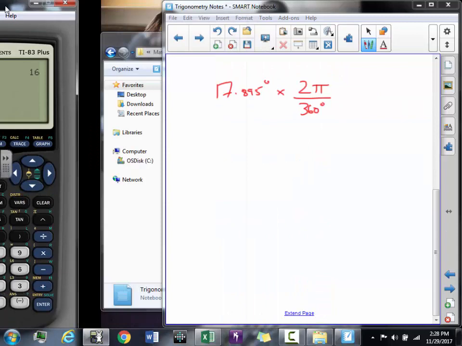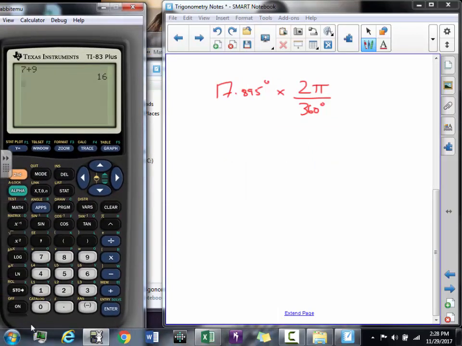So here's what I'd suggest you do then. Take 17.895 times 2. Don't times by pi, just times by 2. Divide by 360, and then turn that into a fraction. Dang it. Okay, let's not pick that number.